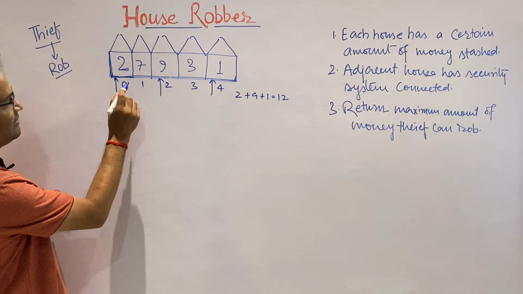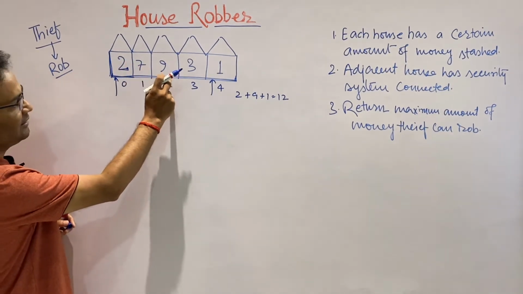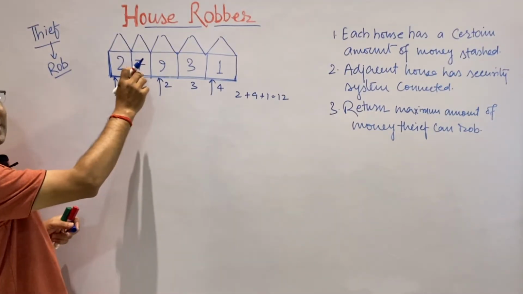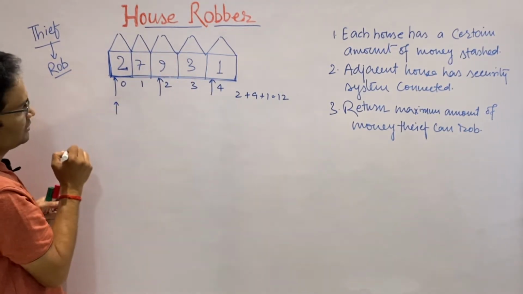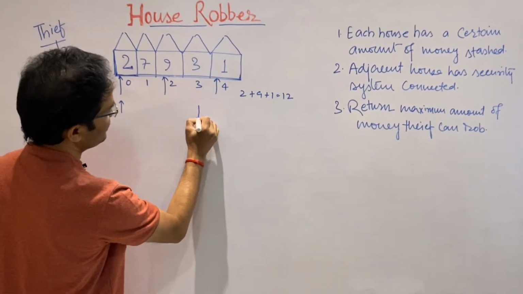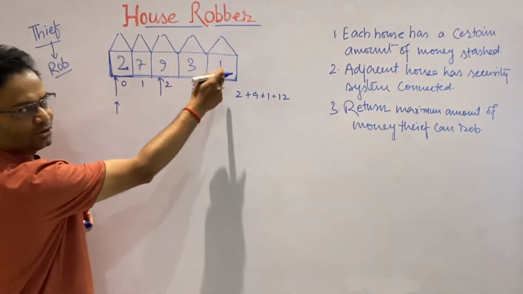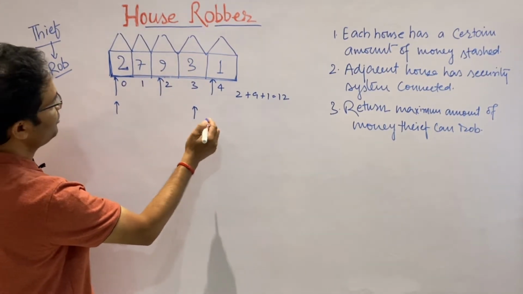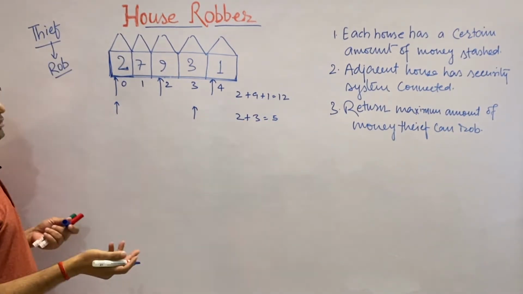It is not necessary that if they enter this house, they have to enter that house. No, he has the option to go to any house except the adjacent. So in another case, he goes to this house, then he cannot go to 7 anyhow. He doesn't want to go to 9, he can directly come to the 3. This is also a possibility. But after 3 he cannot go to the next house, right? So in this case, how much maximum can he rob? 2 plus 3, 5.